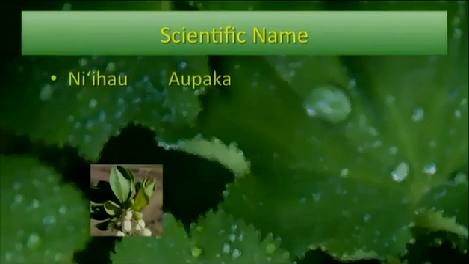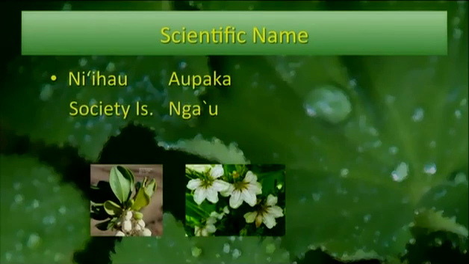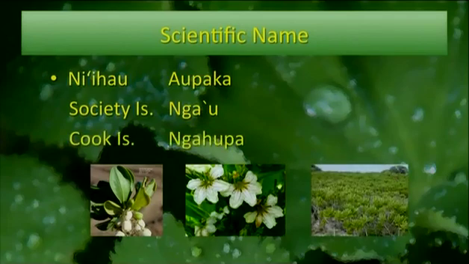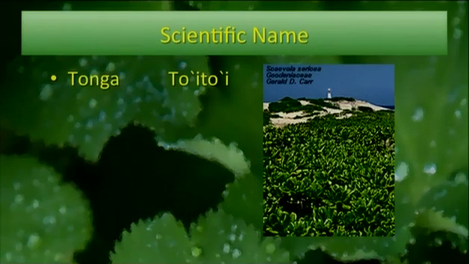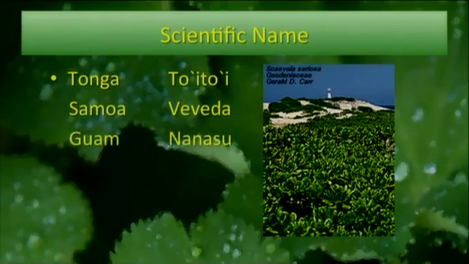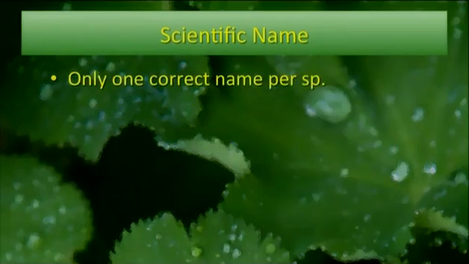In Niihau it's called the alpaca. In Society Islands it's called Ngau. In the Cook Islands it's called Ngahupa. In Tonga it's called Toi Toi. In Samoa it's called Veveda. And in Guam it's called Nanasu. But there's only one correct name per species in scientific naming.